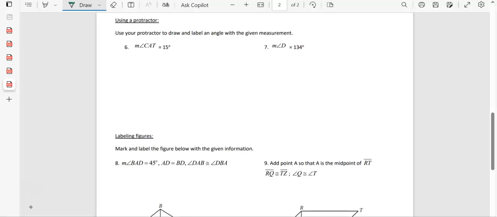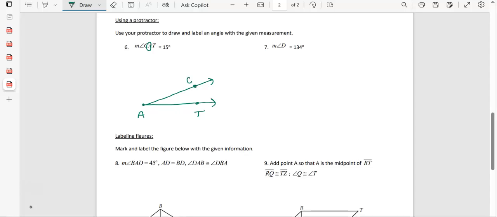So if we wanted to draw the angle CAT, whose measure was 15 degrees, again, I would just start with a ray. The vertex is going to be A based on how it's labeled, and T will be one of the sides. And then I would use my protractor to create 15 degrees, which I feel like is something along these lines. And oops, this should be an A. And then I would label the other point C.